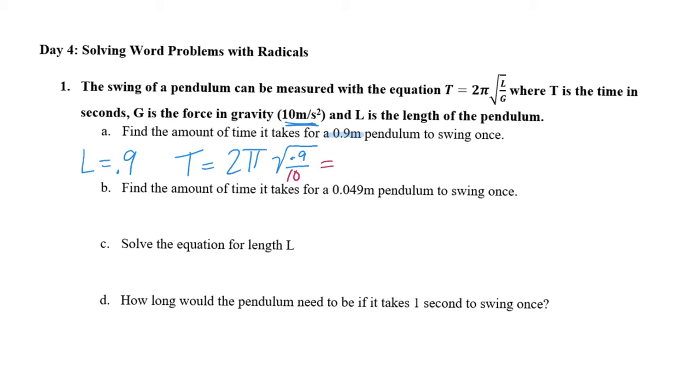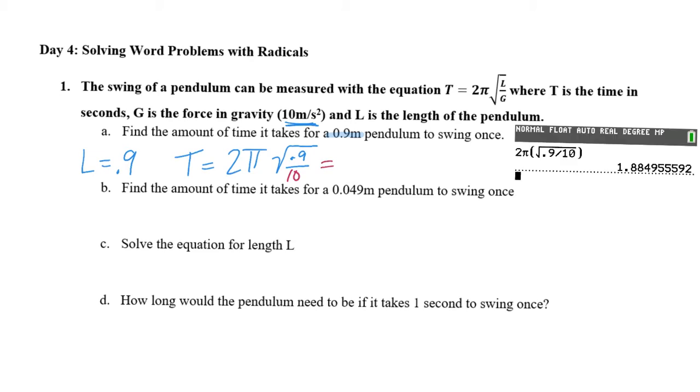And now we're just going to type that straight in our calculator. And when we type that in our calculator, this is what it looks like. I typed it in my digital calculator off to the right, and the answer is 1.88. And that is going to be in seconds because it is time.